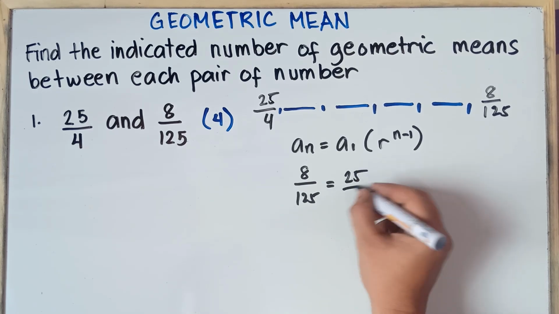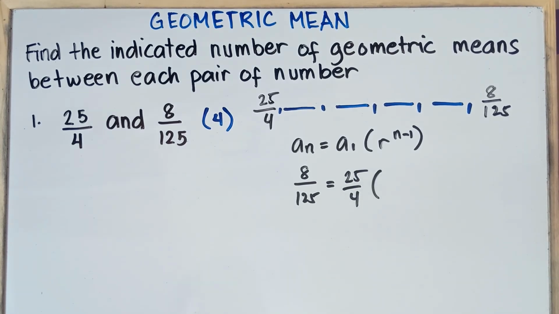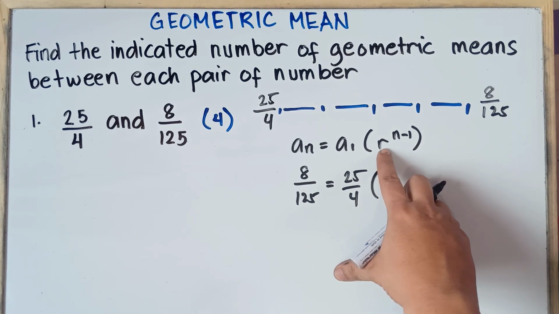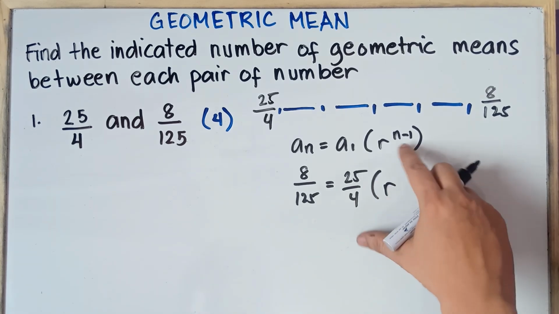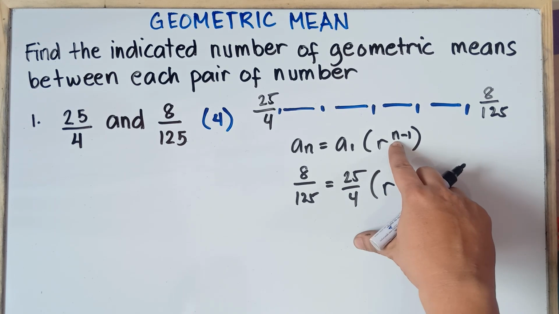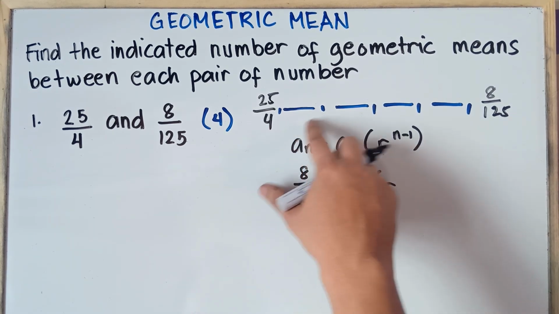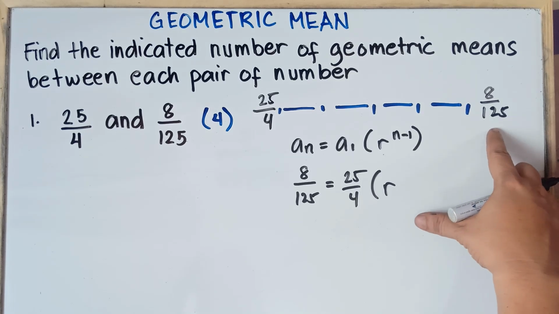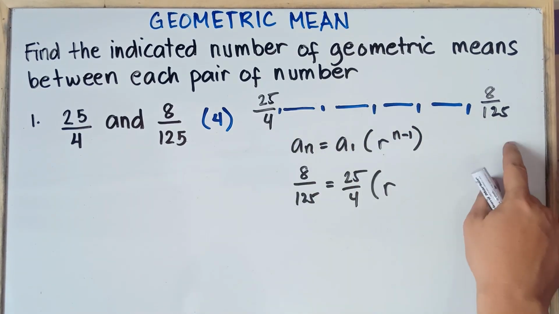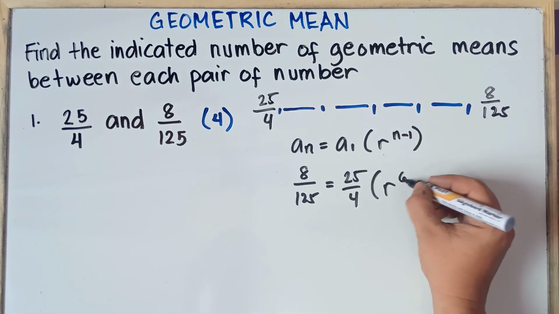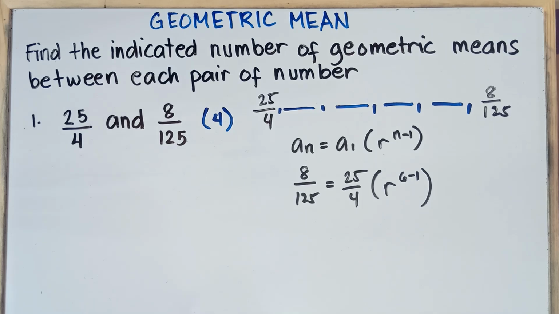So 25 over 4, times r, class, which is the common ratio. We need to find the common ratio. Simply copy r, since we don't have the value of r. Now n, class, is the number of terms, so count how many terms. 1, 2, 3, 4, 5, 6. So that would be 6 because we're going to insert 4 terms with these given 2 terms. So our n is 6 minus 1, close parenthesis.